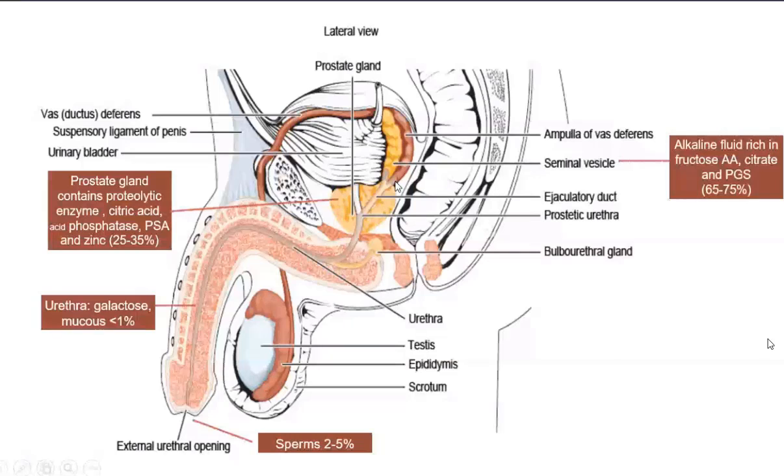Then it will travel through the ejaculatory duct and prostatic urethra. This will give you another 25 to 35% of the secretion, which is mainly made of proteolytic enzyme, citric acid, acid phosphatase, PSA, and also zinc. And later on, all this fluid will travel through the penile urethra and be ejaculated through the penis.